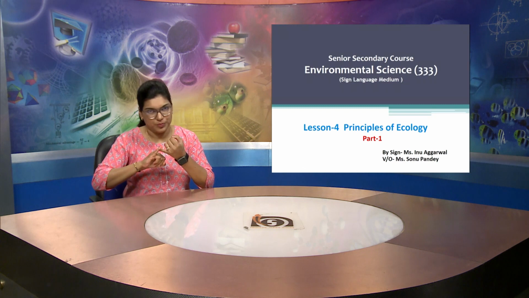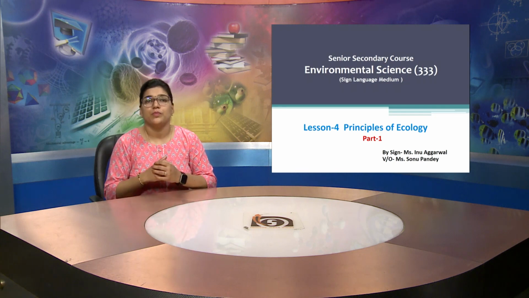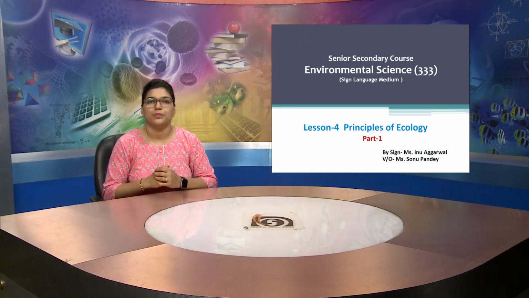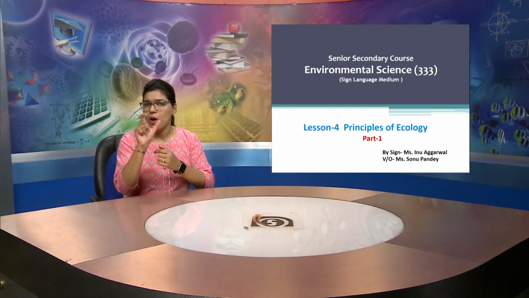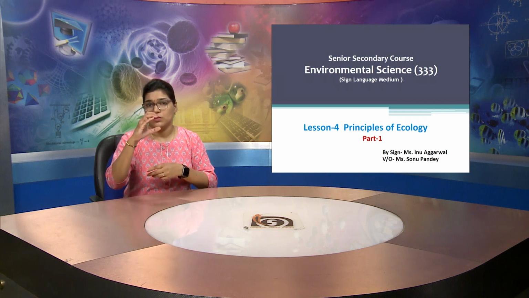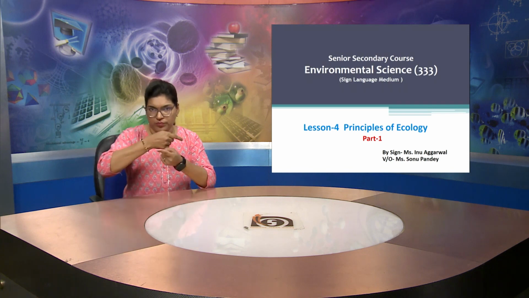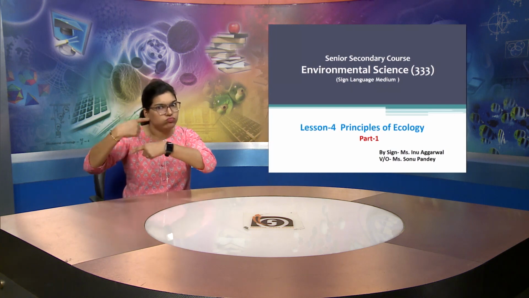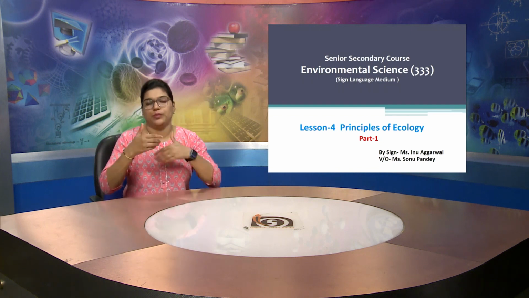Today's subject is EVS. Code number for this subject is 333. This is for senior secondary level. We are doing lesson number 4 and the topic of the lesson is shown on the screen. It is Principles of Ecology. Principles means different rules, and the word ecology is a kind of system in which different things are linked together in a different way. So today we will be learning this lesson.